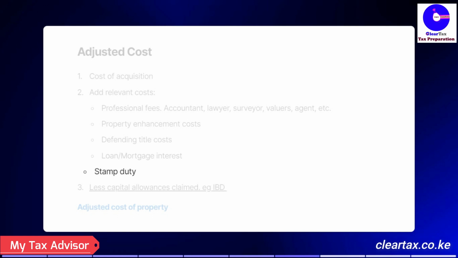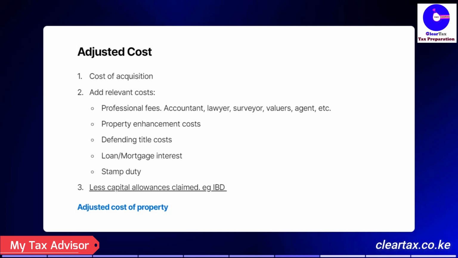The other one is the stamp duty. So the stamp duties that you paid, you're gonna add them here. And then the last one is the capital allowances that you've already claimed. For instance, if it's an industrial building, then you've been claiming industrial building deductions. You cannot claim them twice, so you'd have to deduct them here. So in a nutshell, that's how we compute the adjusted cost of property.